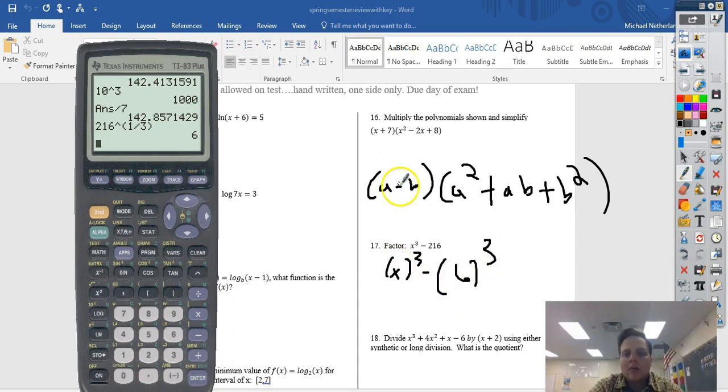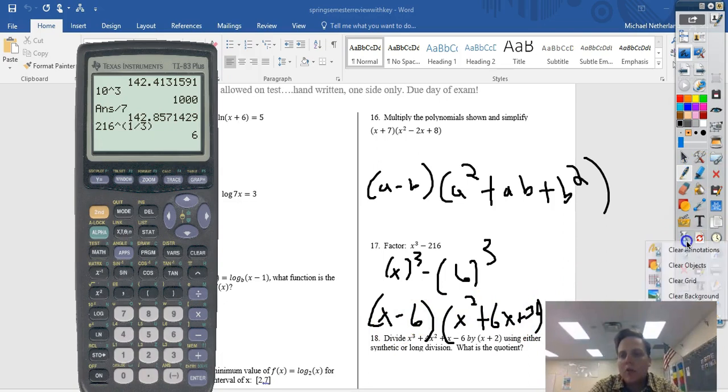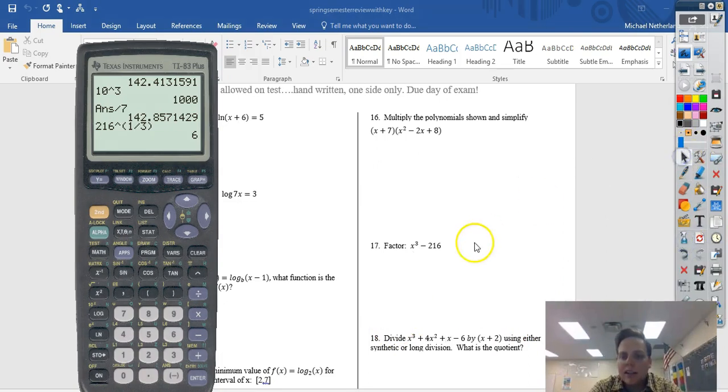Okay? So now I'm just going to plug these in for a and b. X is a, 6 is b. So I'm going to say x minus 6 times x squared plus 6x plus 6 squared, which is just 36. Bam. I'm done. That's all I have to do. That's all I can factor. Alright, moving on to number 18.